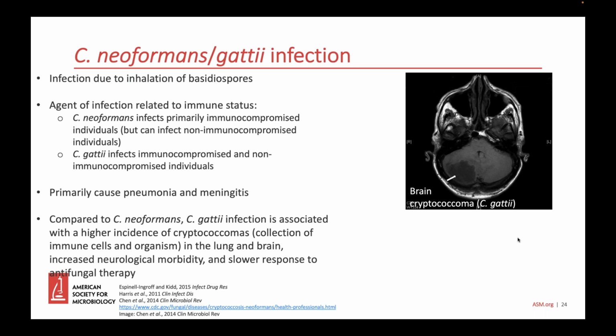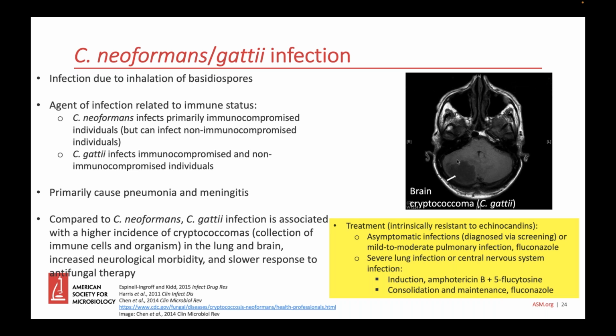And very interestingly, compared to neoformans, gattii infection is associated with a higher incidence of cryptococcomas, so these mass-like collections of immune cells and organism. And I'm showing you an image here of one in the brain of an infected patient, a huge lesion. The cryptococcomas present in the lung and the brain. It also seems to cause increased neurological morbidity and a slower response to antifungal therapy compared to neoformans.